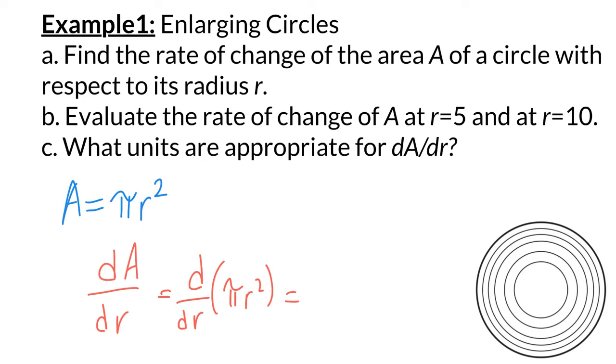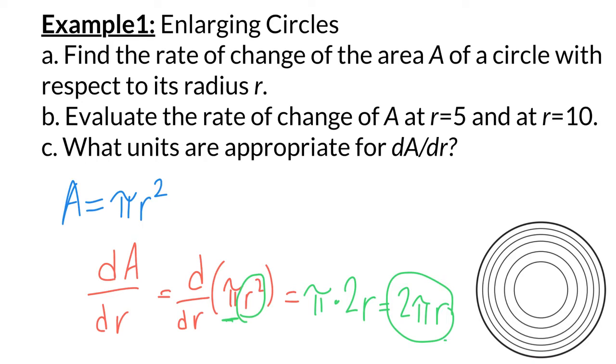We know how to do this. We can break this down into parts. We know how to do something to the power of 2, and then we know what to do when we have just a constant being multiplied. So the first derivative of pi r squared is going to be pi times 2r. We can also rewrite that as 2 pi r. And incidentally, 2 pi r is the formula for the circumference of a circle. So the derivative of the area is the circumference.